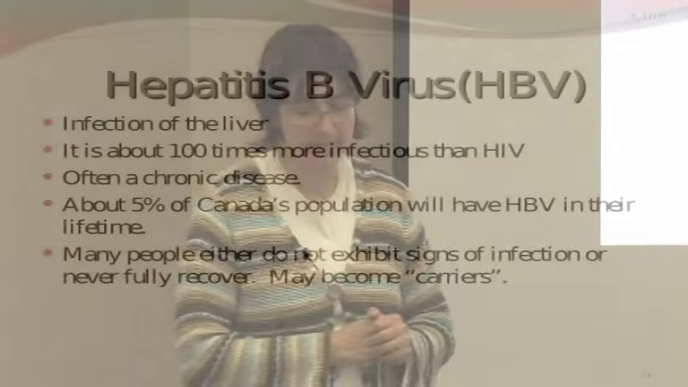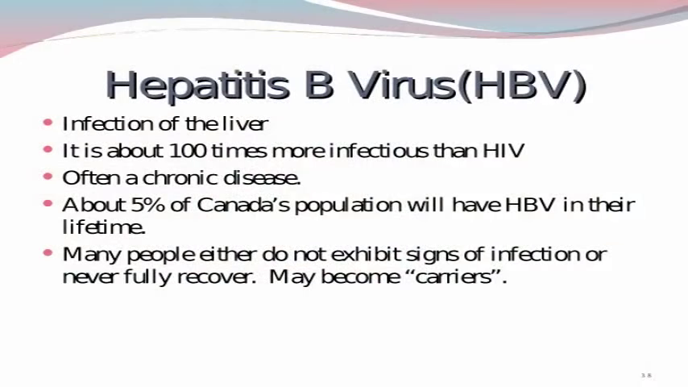So hepatitis B, again, it affects the liver. And it's about 100 times more infectious than HIV, meaning that it takes very little hepatitis B virus to cause the disease. Okay, it's often a chronic disease, so it lasts. Okay, about 5% of our population will get hepatitis B in their lifetime.